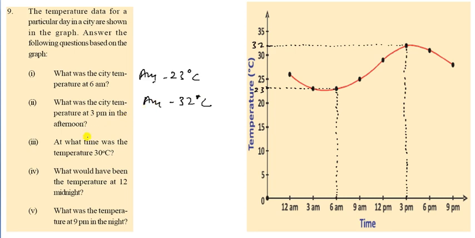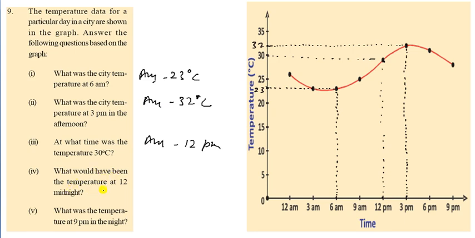It is centigrade. Now the third, at what time was the temperature 30 degrees C? Where is the 30 degrees C? So you can see here, this one is the 30 degrees C. It is 12 p.m. So you have to write here answer. It is 12 p.m.